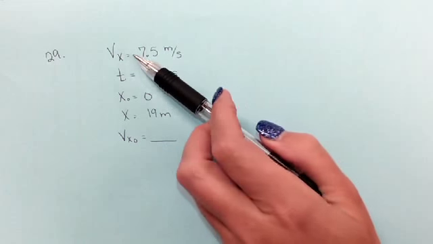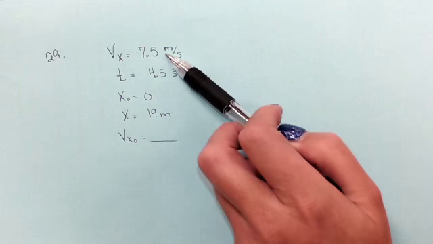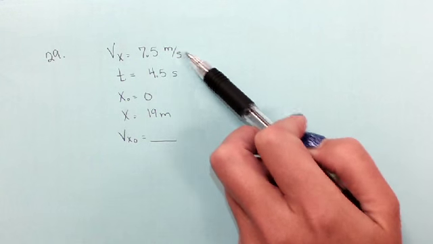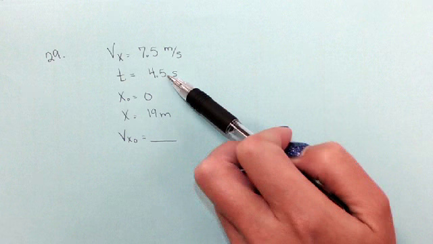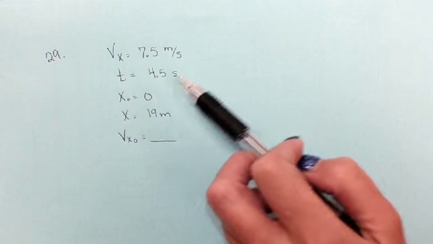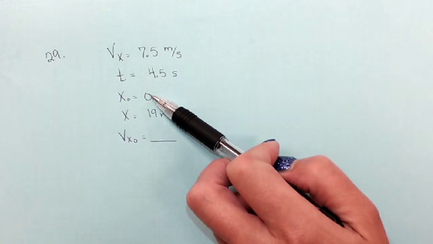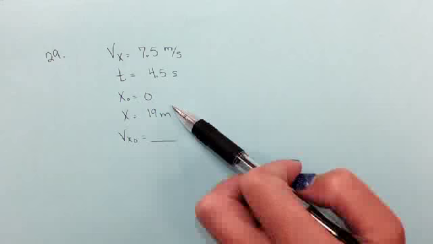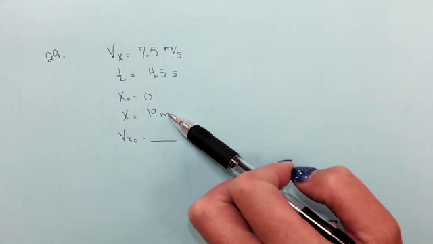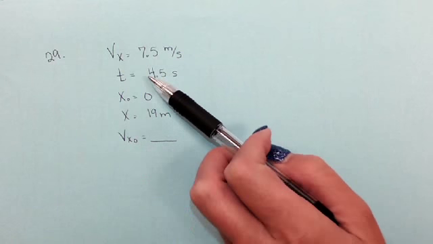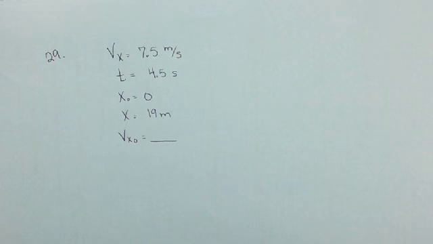When I read 29, what I got out of it was that the final horizontal velocity was 7.5 meters per second. It took 4.5 seconds to get there. The initial horizontal position was 0, and it covered a total distance of 19 meters while going from whatever velocity to 7.5 meters per second. And it's asking me to find the initial horizontal velocity.